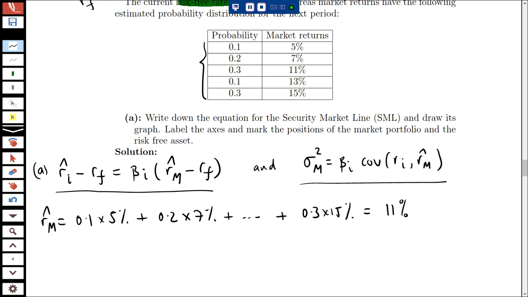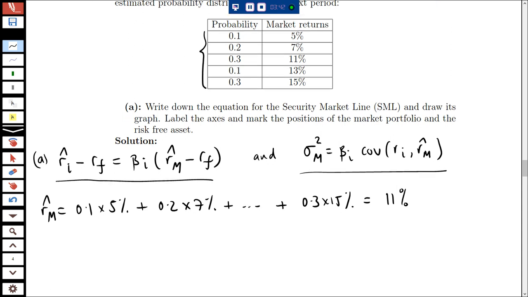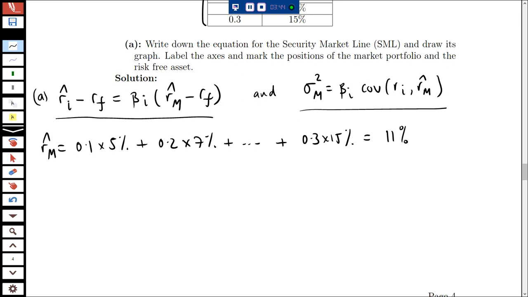Okay, we're almost ready to do that. Yep, we got the risk-free rate. We're ready to build that security market line. But this question has a few more requirements on the other page. So whilst we're here, let's calculate the risk. We're going to need it later.